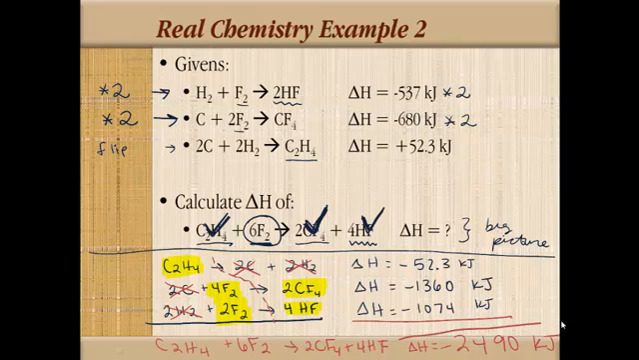So that's my answer. So again, the main idea is you figure out how do you rearrange the equations to give you a big picture. You do the same thing to the delta H's, and then when you add the equations, you add the delta H's. That's your final step.